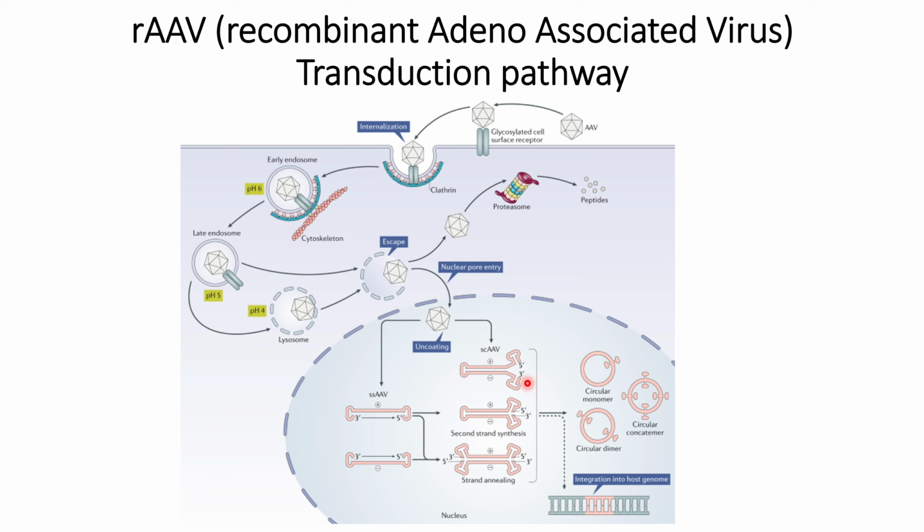So the circular monomer will then be transcribed with the help of cellular machinery. In this case also, some part of it gets integrated into the host genome. However, that percentage is very low. That's why it's shown by the dash color. So this is how the recombinant adeno-associated virus transduction pathway takes place.